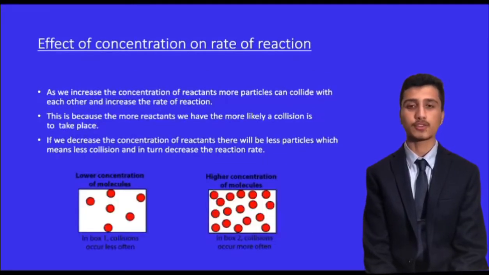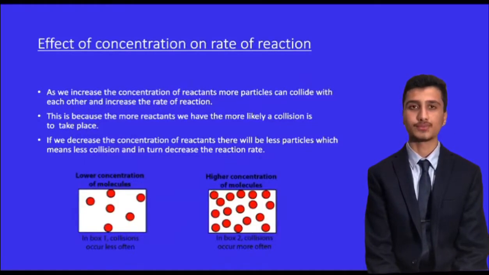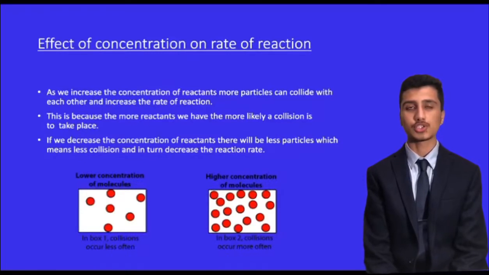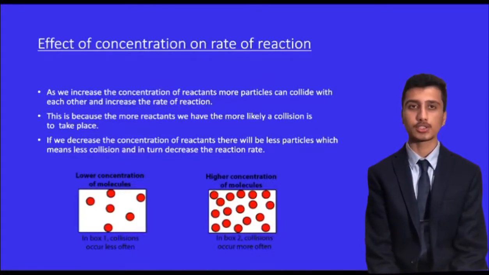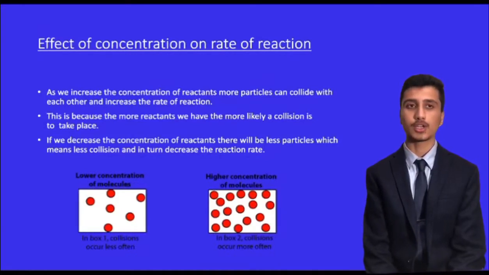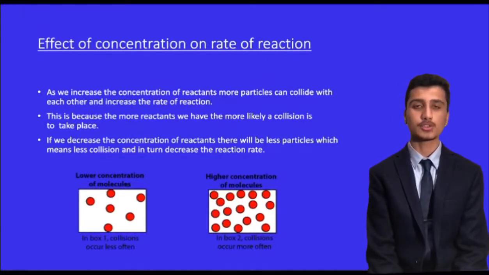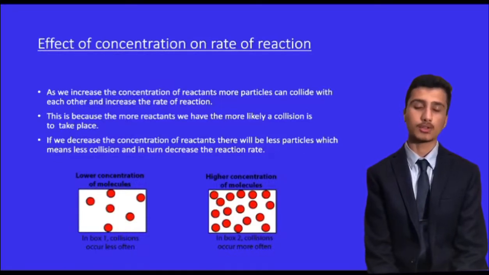Secondly, we have the effect of concentration on rate of reaction. As we increase the concentration of reactants, more particles can collide with each other and increase reaction rate. This is because the more reactants we have, the more likely collisions to take place. If we decrease the reactants, then there will be less particles, which means less collisions and in turn lower the reaction rate. You can see by these two diagrams here how concentration affects reaction rate.